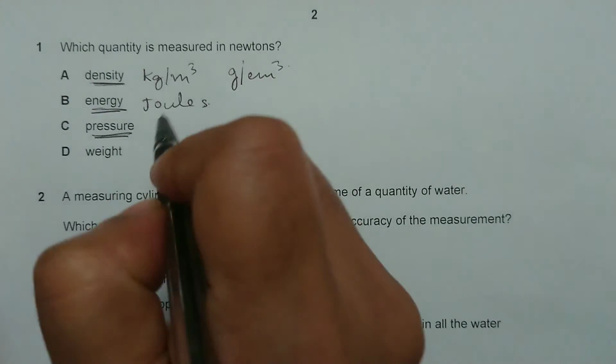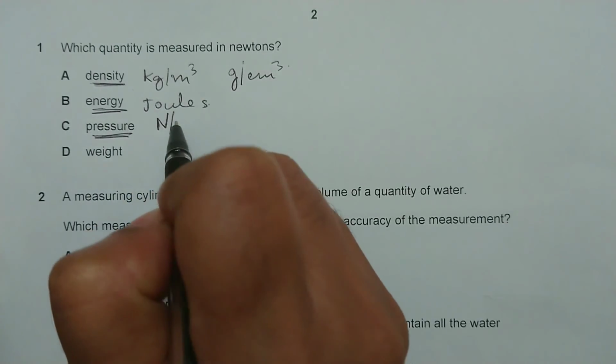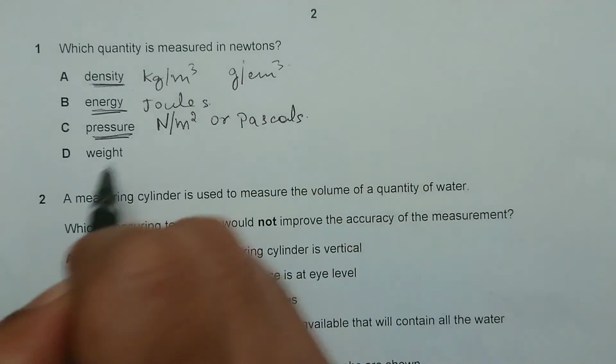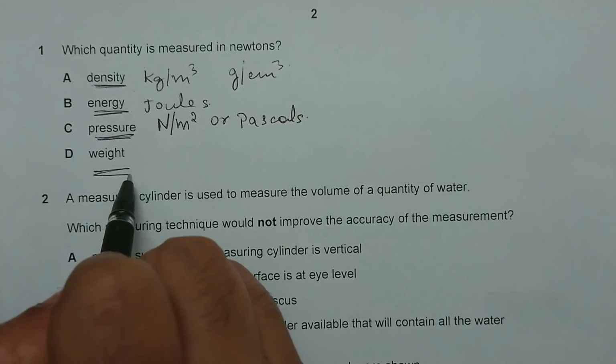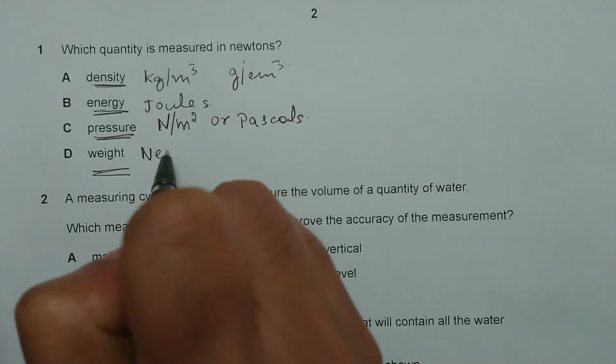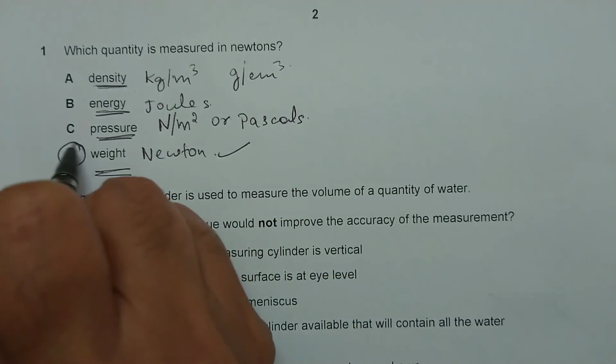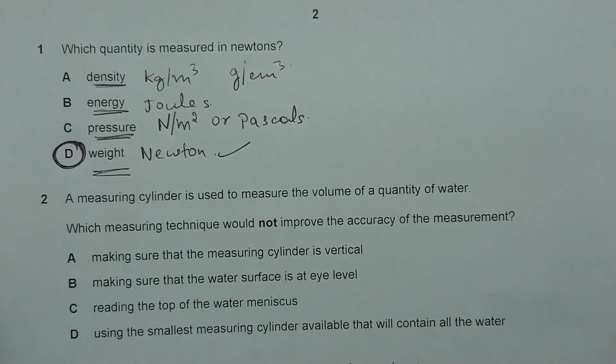What about pressure? It is force over area, therefore Newton per meter square, or we call it as pascals, correct? What about weight? Weight is nothing but force, so the SI unit of force is Newton, correct? So which is the correct option? Correct option is D, that is Newton.